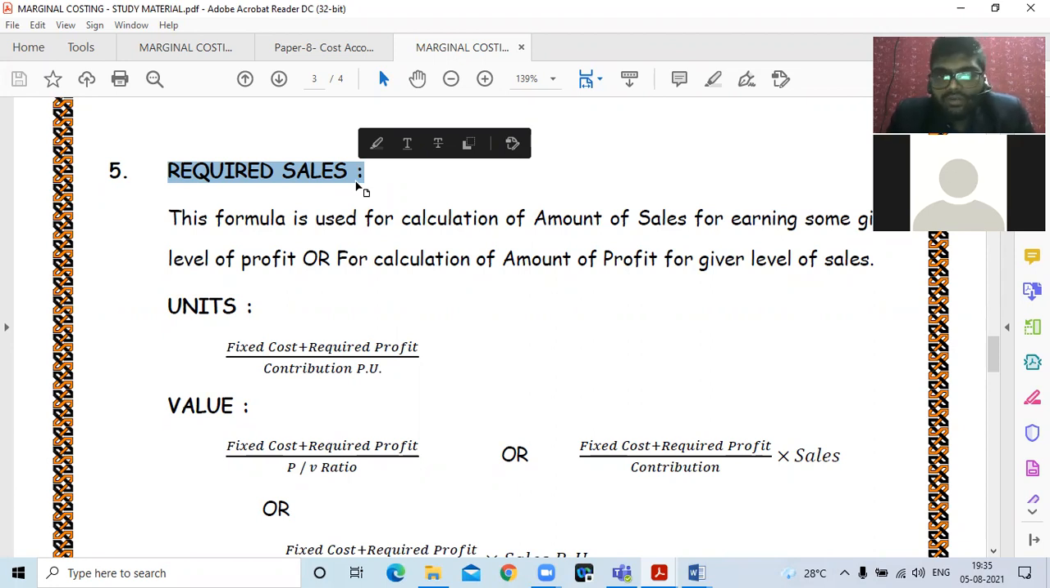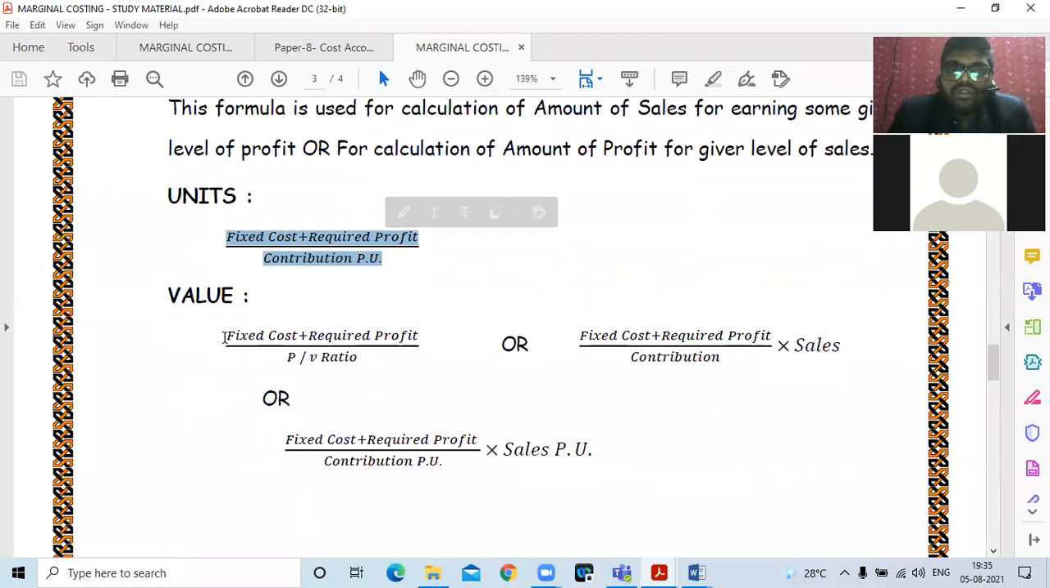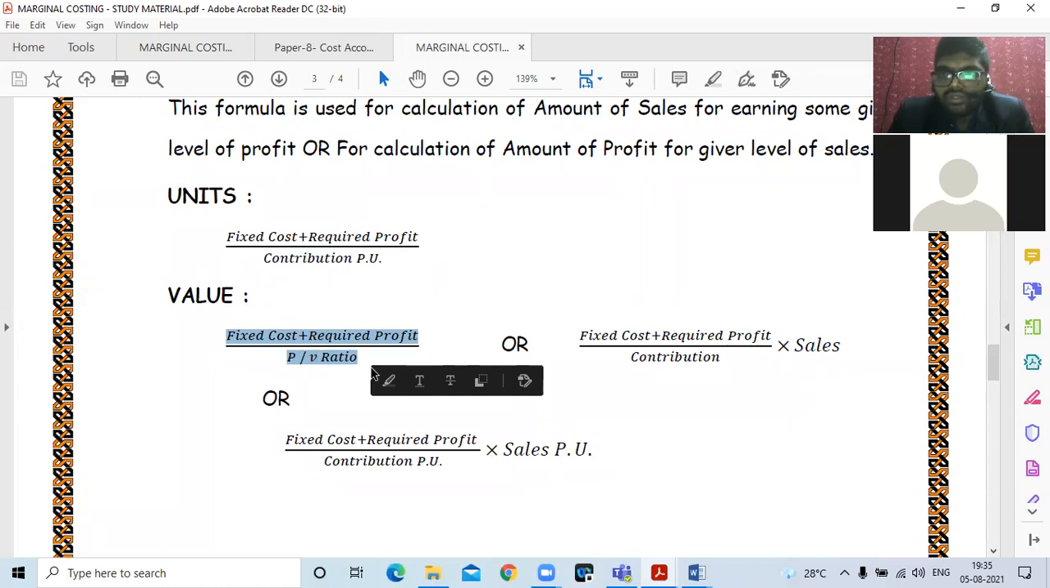So if you're calculating your required sales in number of units, your formula will be fixed cost plus required profit divided by contribution per unit. If you're calculating in value, your formula will be fixed cost plus required profit divided by PV ratio. Okay, this is all your formula.